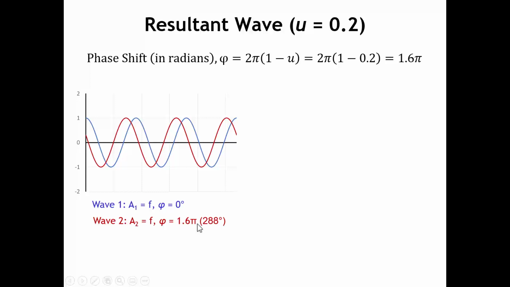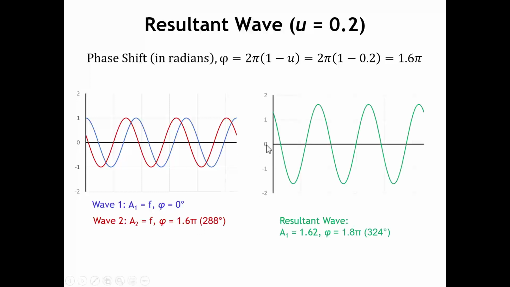Now if I add these two waves together, I get a new wave, which I show here. We see that the amplitude is 1.62, so that's telling us that it's not quite like the two waves completely adding together, but there is some addition between the two. And the phase shift is 1.8 pi, really halfway between 1.6 pi and 2 pi.